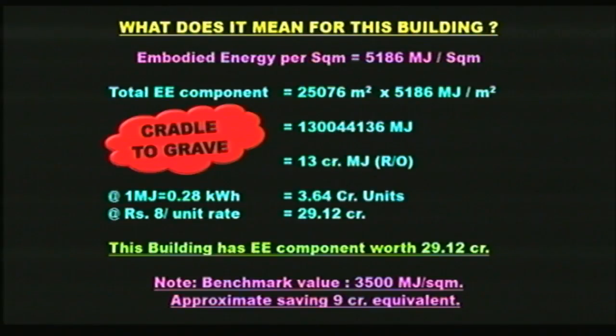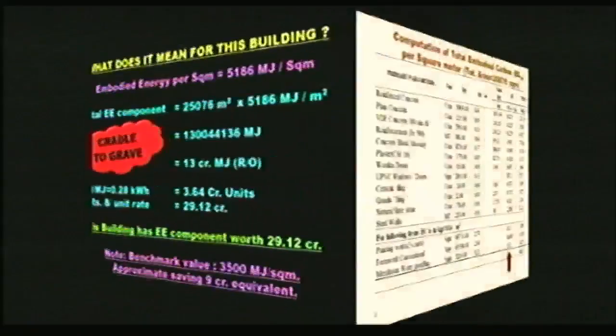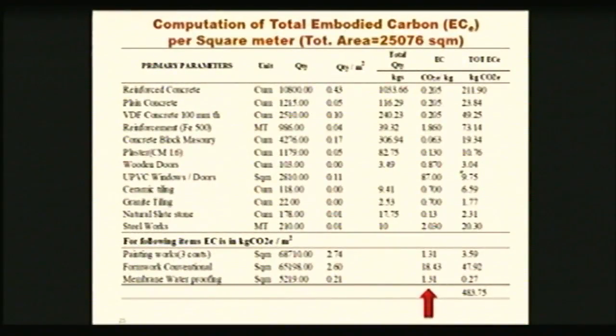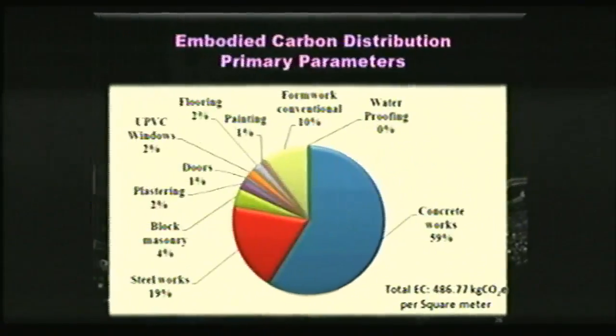If the base value is about 3,500 megajoules for the typical building, then bringing 5,200 down to 3,500 saves approximately a cost of about 9 crores of rupees. It may not be possible to bring it down to 3,500 because it's the benchmark value. Even if we achieve 50% of it, it can be almost to the tune of about 5 crores in one building. Similarly, we can identify and calculate the embodied carbon.